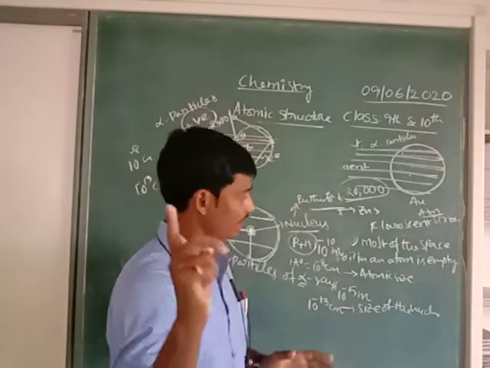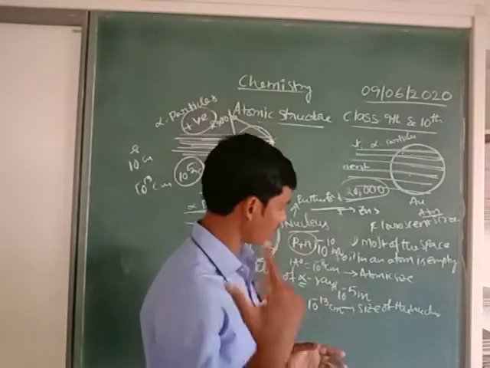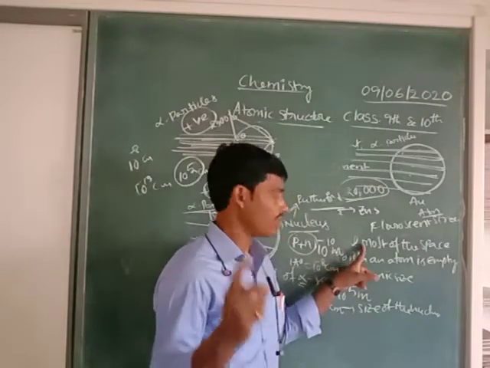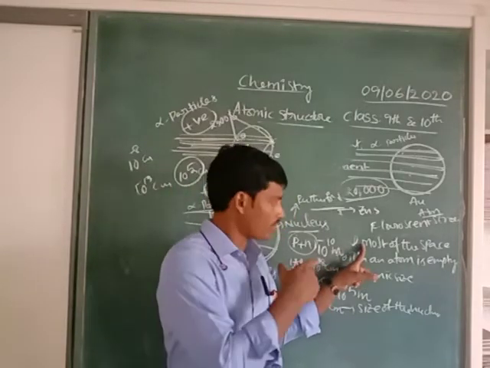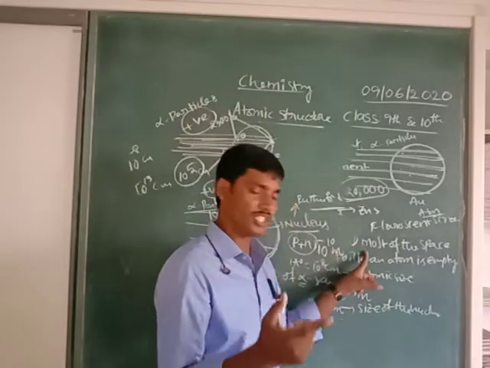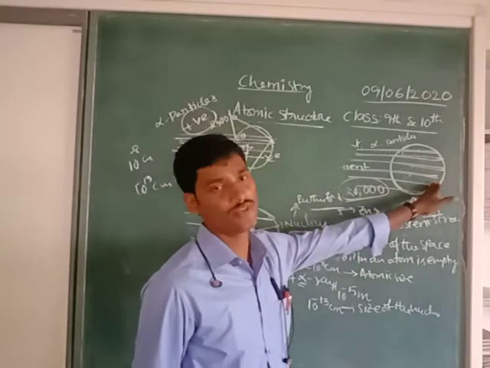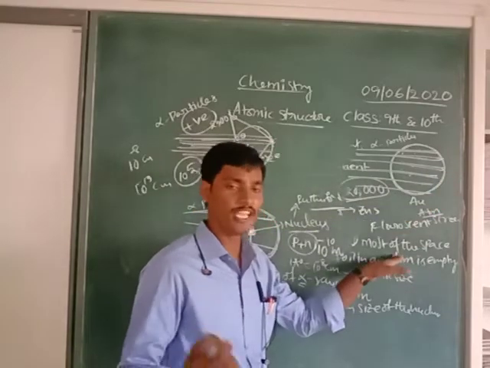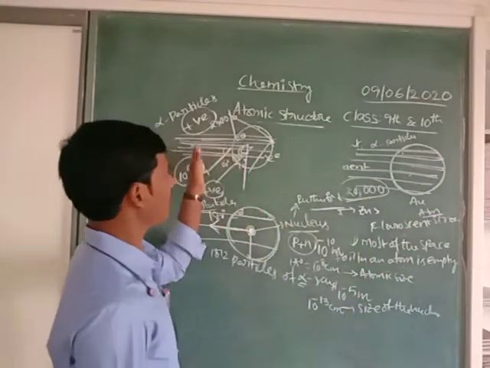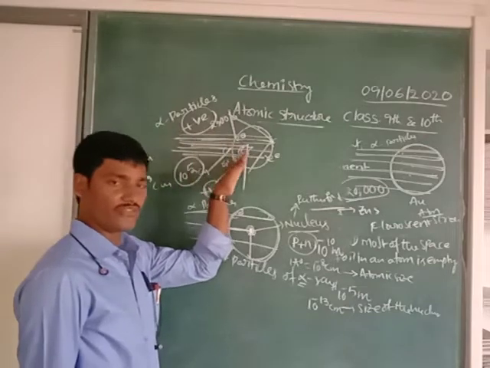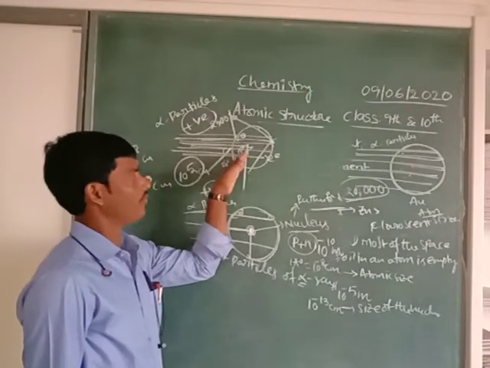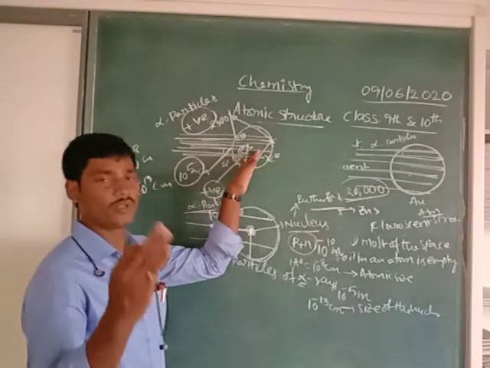See here, once again I am explaining. The first point is that most of the space in an atom is empty. Why? Because most of the alpha particles travel in a straight line, which means most of the space in the atom is empty. And the second point: some of the alpha particles are deflected from their path because some particles are present here.